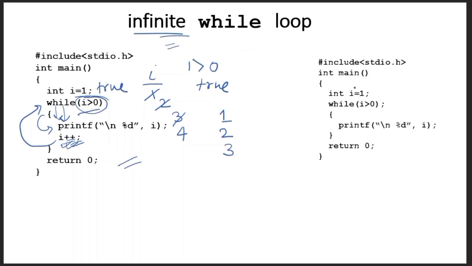Now the next thing which comes under the while loop is, sometimes you will see while I greater than 0 there will be a semicolon here. So what does the semicolon here mean? If the condition is true, that is if I is assigned value 1, so 1 greater than 0, the condition is true. So it will not enter the body of the loop because of this semicolon.